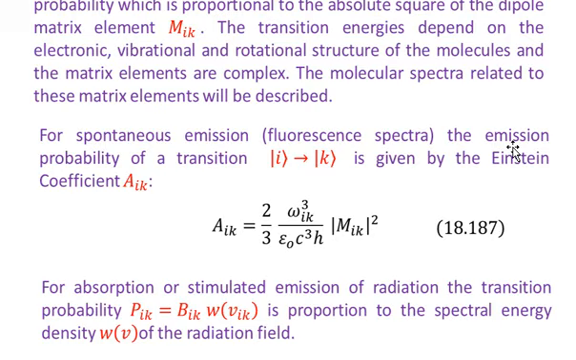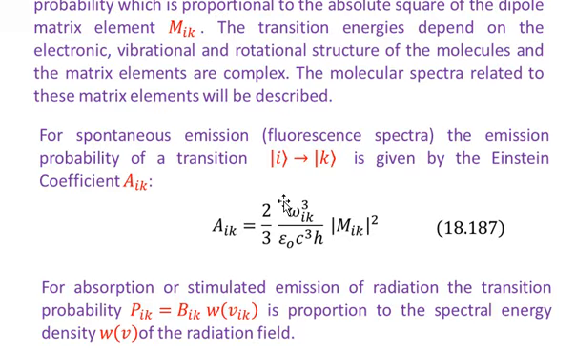Here I am talking about emission spectra. It means that the ith state is higher in energy in comparison to the kth state, and these two states are the electronic states of a molecule. For spontaneous emission, or the fluorescence spectra, the emission probability of a transition from the ith to the kth state is given by the Einstein coefficient Aik.